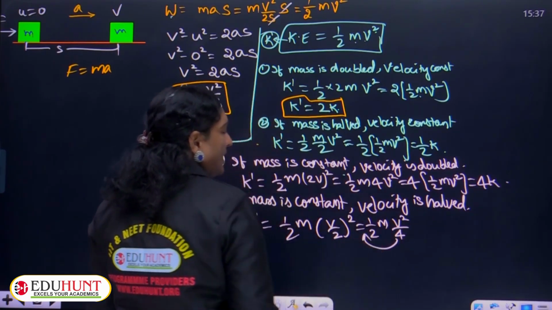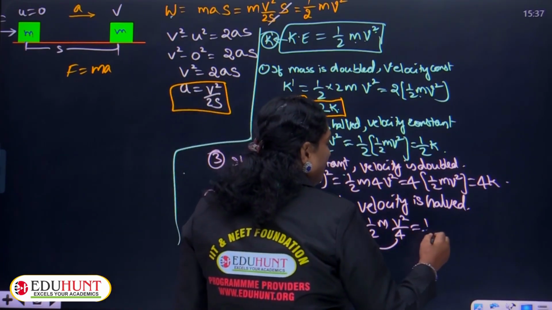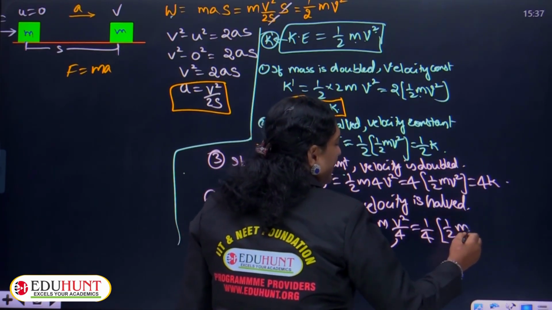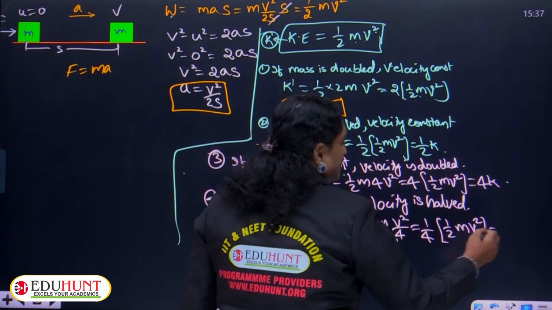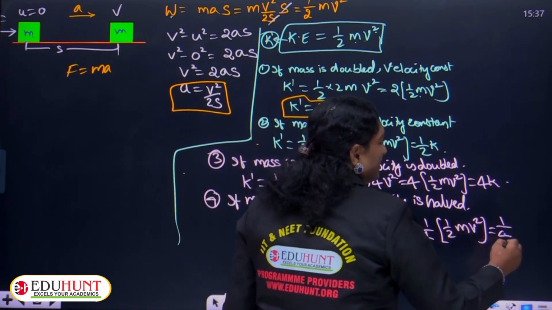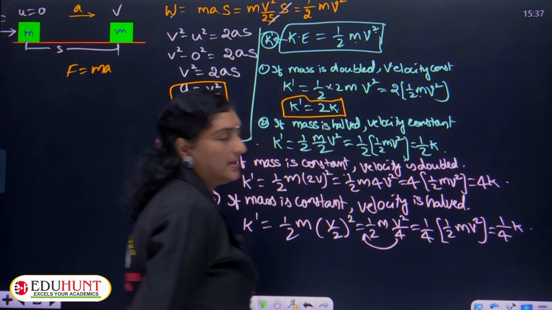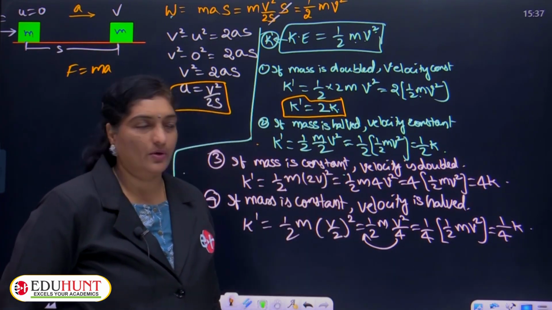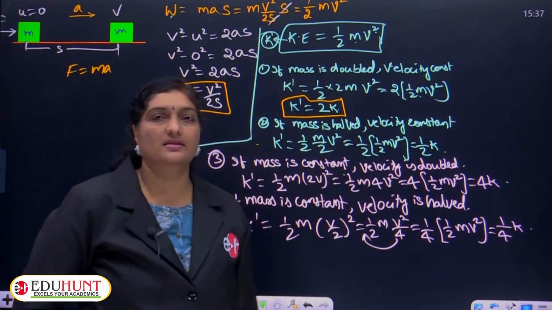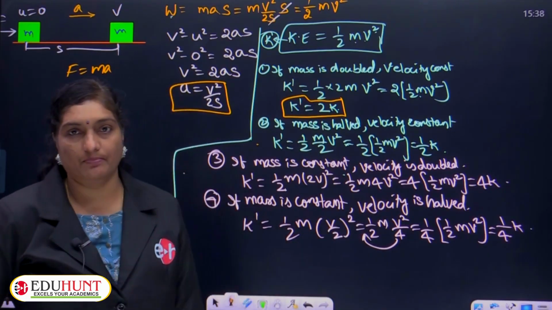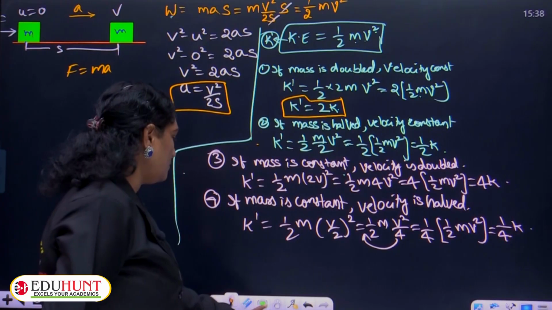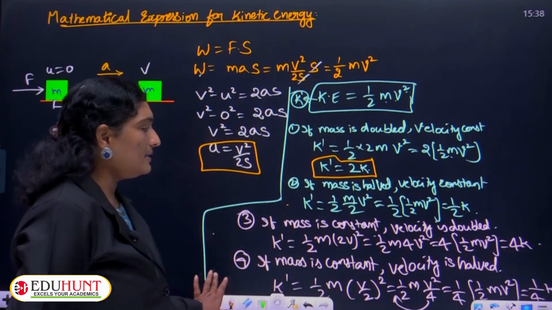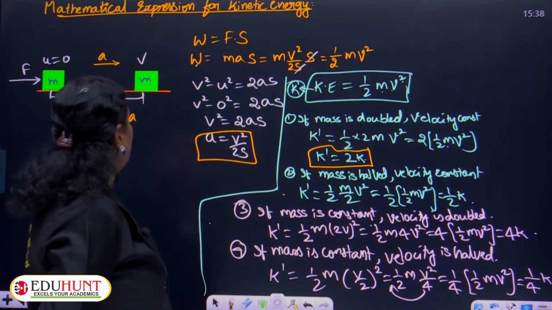Bringing the 4 forward, it will become 1 by 4 times, and the leftover is half mv square. So, this is nothing but 1 by 4 times the old kinetic energy. So, if velocity is doubled, kinetic energy becomes 4 times. If velocity is halved, kinetic energy becomes 1/4 times. So, these are the points you need to know, children. Based on that, we have to solve many numericals based on the same concept.